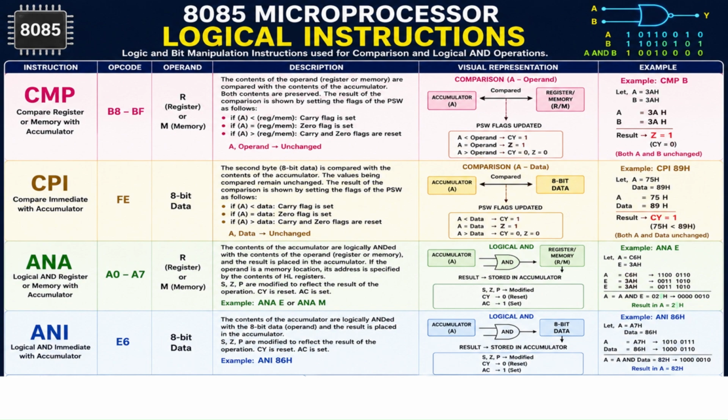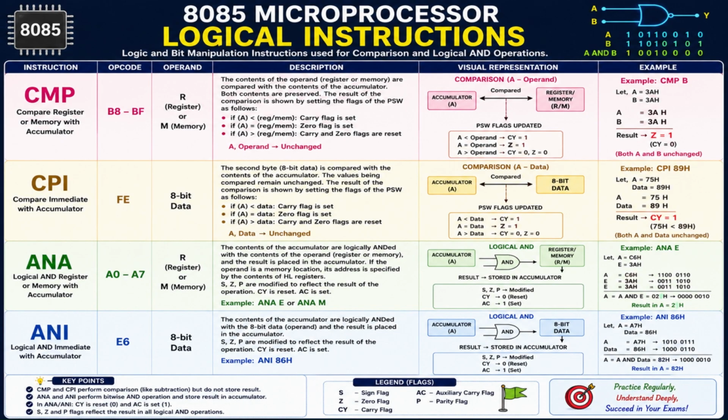So in this slide, we have learned 4 important logical instructions. CMP compares the accumulator with a register or a memory. CPI compares the accumulator with immediate data. ANA performs a logical AND operation with a register or memory, and ANI performs a logical AND operation with the immediate data.